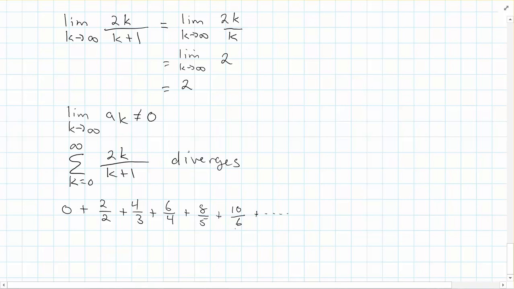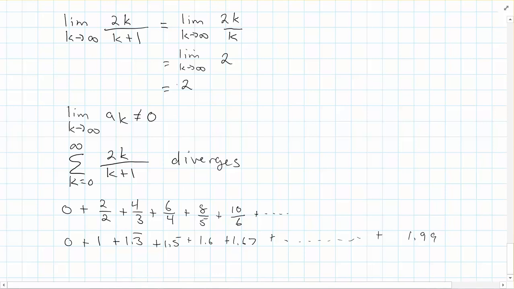But what you can see here is, yes, the number keeps getting bigger, but if you look at what these decimals are, this would be 0 plus 1 plus 1.3 repeating plus 1.5 plus 1.6 plus 1.67, and yes, we keep getting bigger, but if I keep going much further out, I'll be adding something like 1.99.